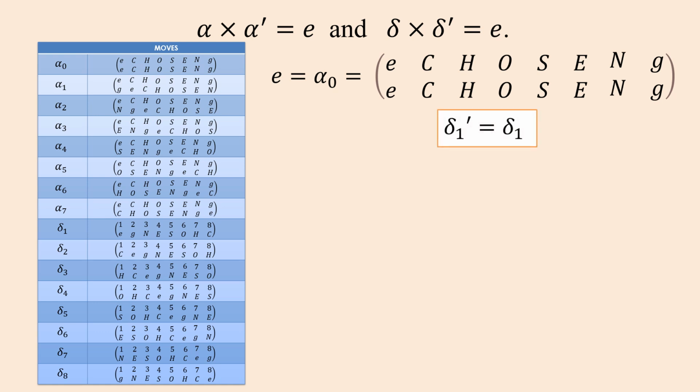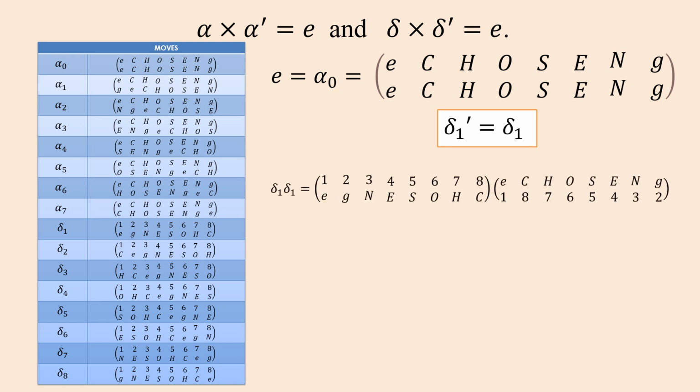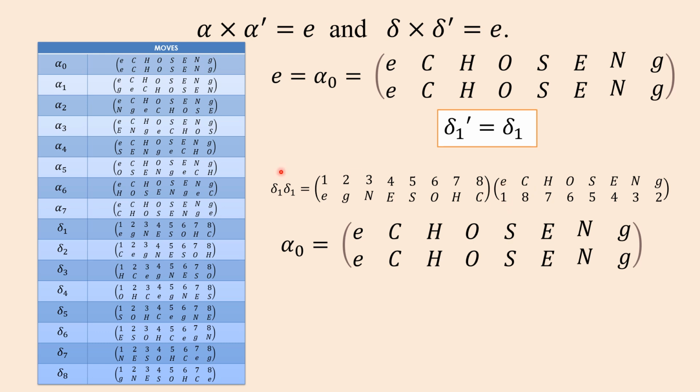Next is the delta. Let's check if the inverse of delta sub 1 is delta sub 1. So here, E1, 1E. So as we can see, the result is the identity element. Therefore, the inverse of delta sub 1 is true that it is delta sub 1.